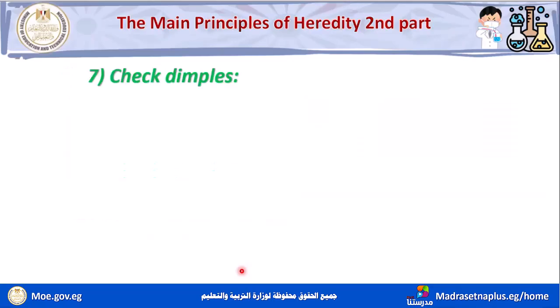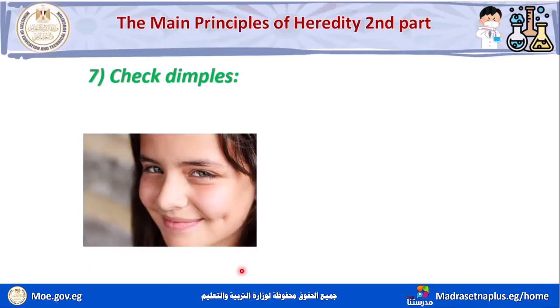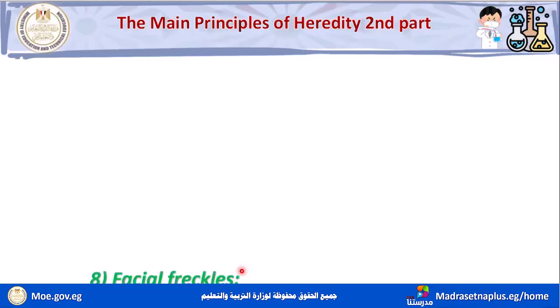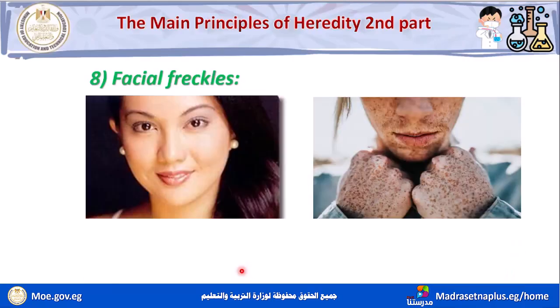Number seven, cheek dimples: dimples is a dominant trait, while no dimples, recessive trait. Number eight, facial freckles: no freckles, dominant trait, while freckles is a recessive trait.